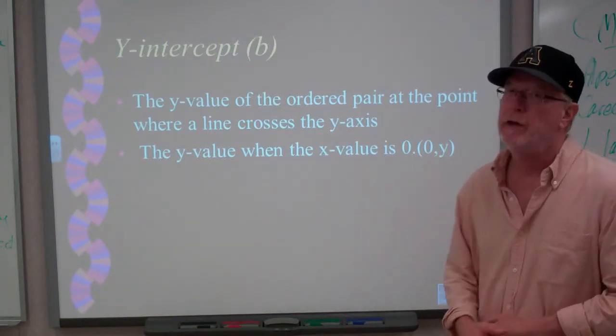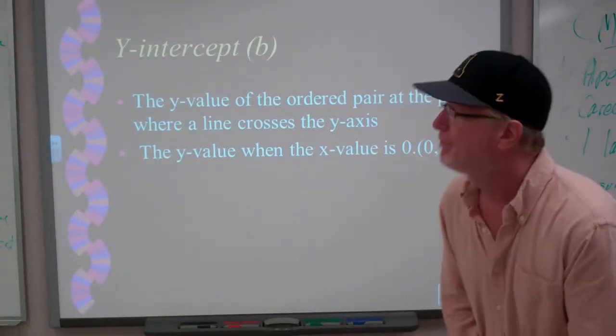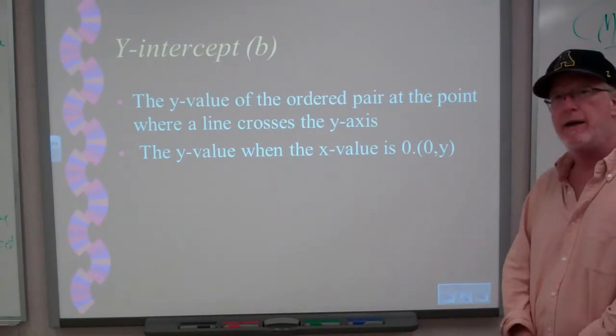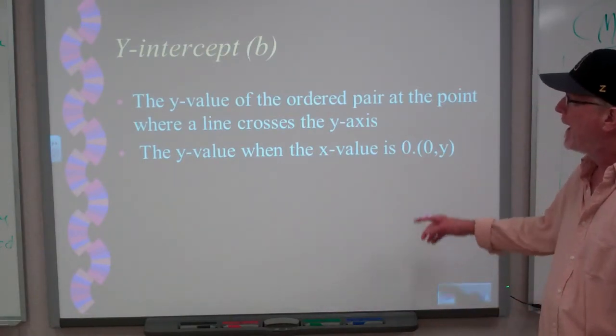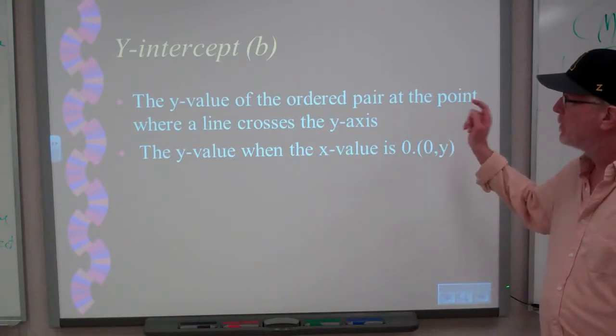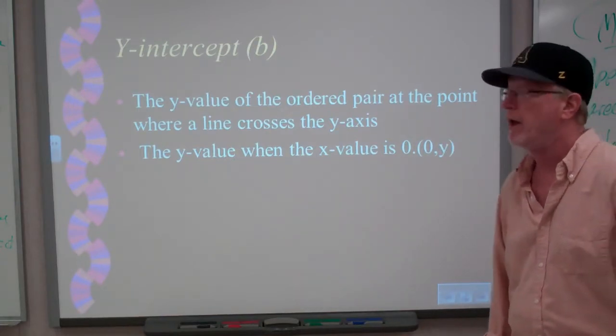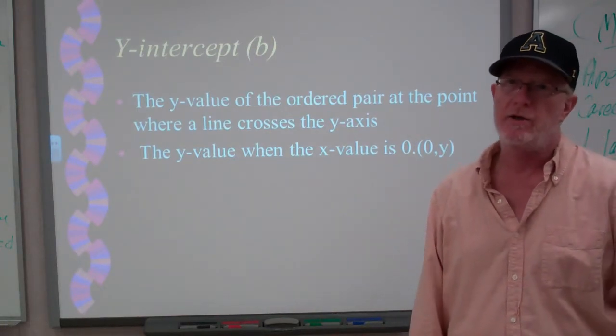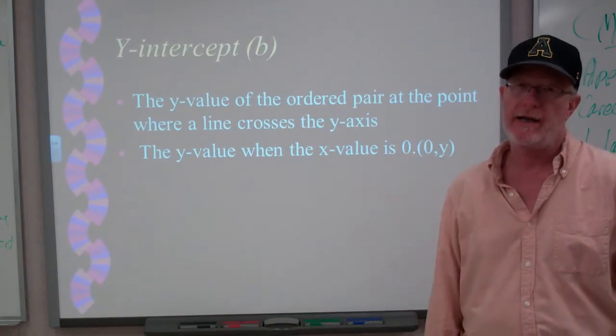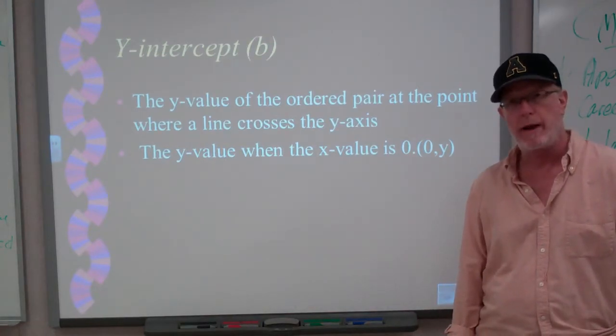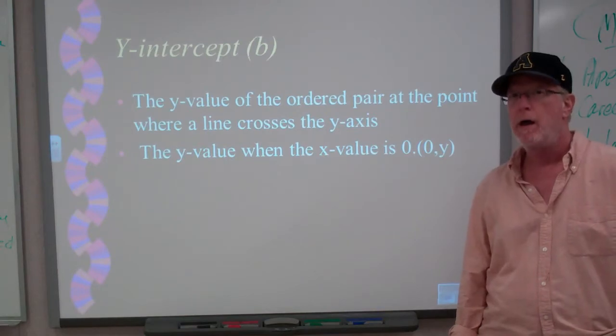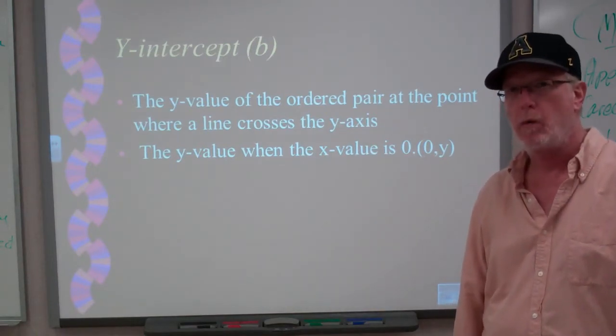The y-intercept, you darn well better already know. It's represented by b in our linear equation. And it is the value of the ordered pair at the point where a line crosses the y-axis. And as you already know, if you're looking at a data table, the coordinate pair where the x is 0 will be your y-intercept.